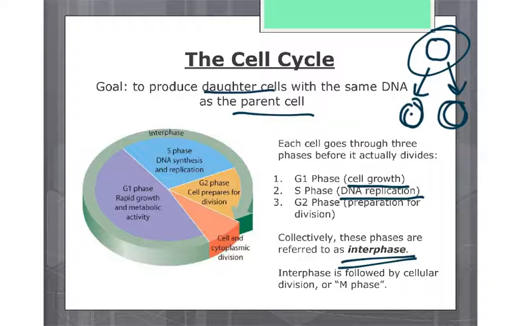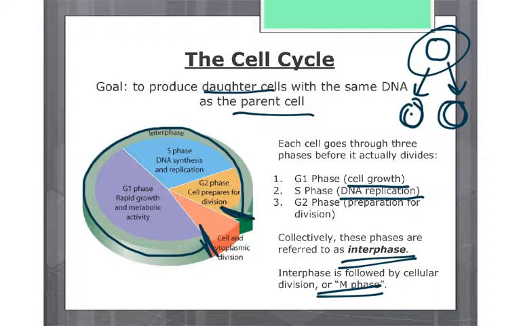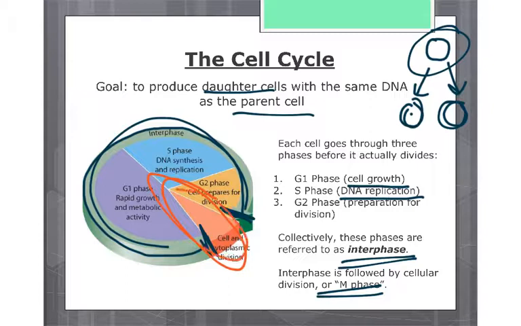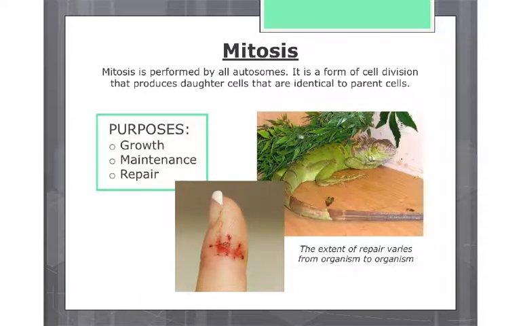Interphase is followed by cellular division, or M phase. It is really important to understand that this green arrow from here all the way to here is considered interphase. This small section here is where cell division is actually going to occur. So this is where our mitosis, which is our first process, happens. Now, mitosis is performed by all the autosomes.